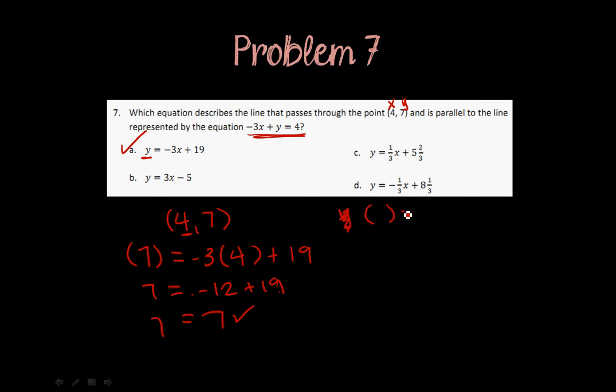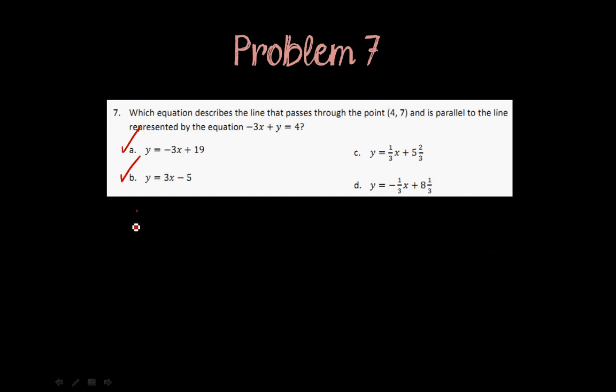Actually, these parentheses equals 3, parentheses minus 5. So we put in 4 for the x and 7 for the y. That becomes 12 minus 5 equals 7. So that also works. Let's try the next one. I'm going to erase some of this.